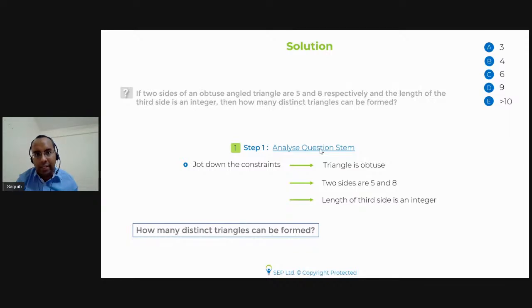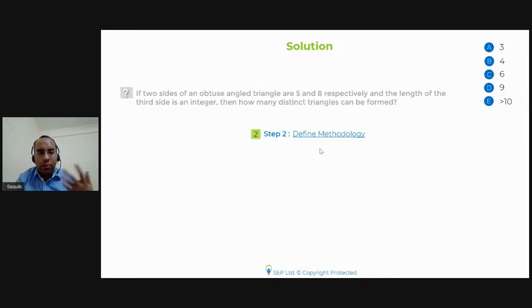I know two sides. So obviously, to find out the distinct triangles, they are indirectly asking me to find out the value of the third side. If I know the possible values of the third side, they will help me form a triangle, right? So I need to find out the third side. Okay, that's easy. So how do you solve this question?